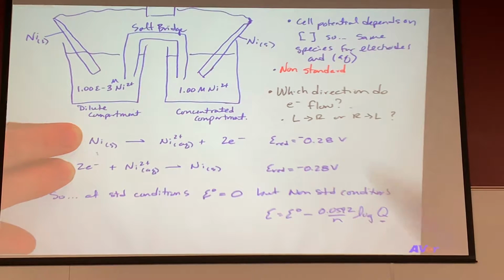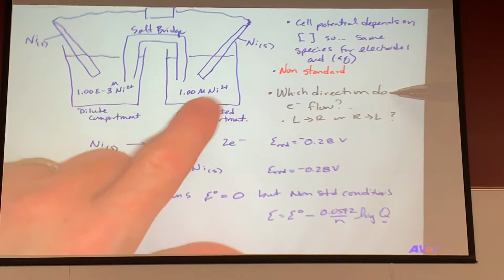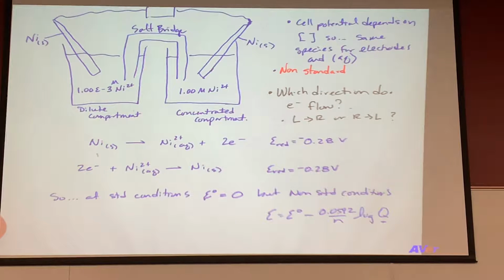I want to go to the thing written in black. If you had to make an educated guess, what direction did the electrons flow? From the dilute to the concentrated, or from the concentrated to the dilute?